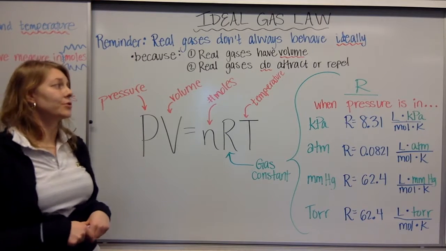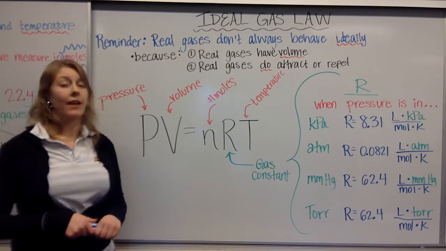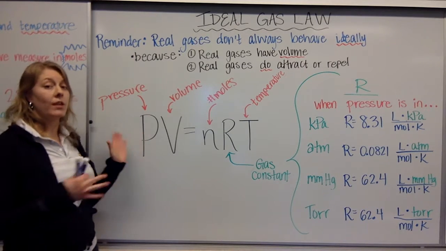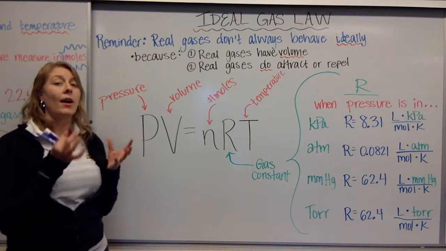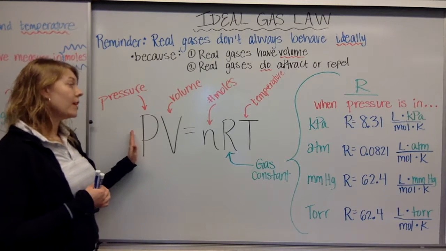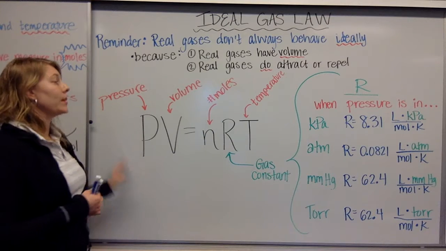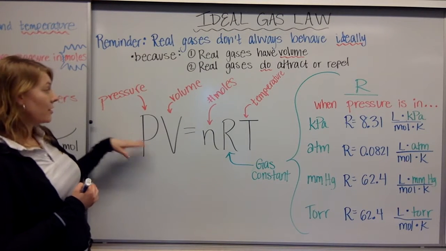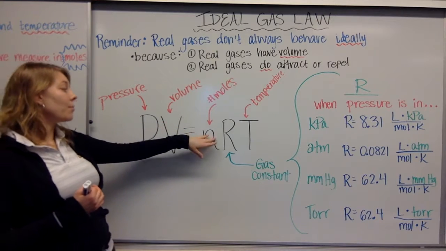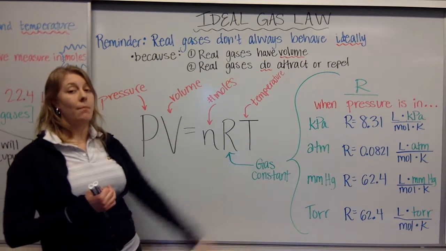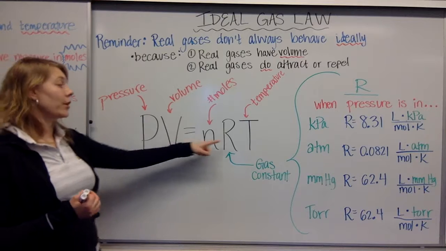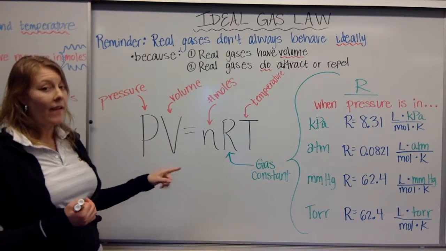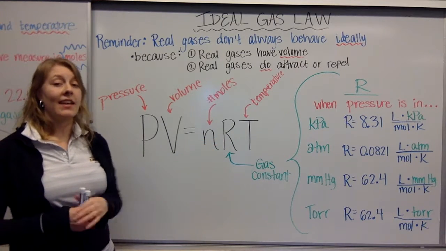And real gases do attract or repel each other, okay? But again, we're dealing with ideal gases. We're looking at how gases are going to behave, okay? So this is our formula we're going to be using to calculate either pressure, volume, number of moles, or temperature. Notice I only have 4 variables here, but you see 5 letters. That's because R is a gas constant.